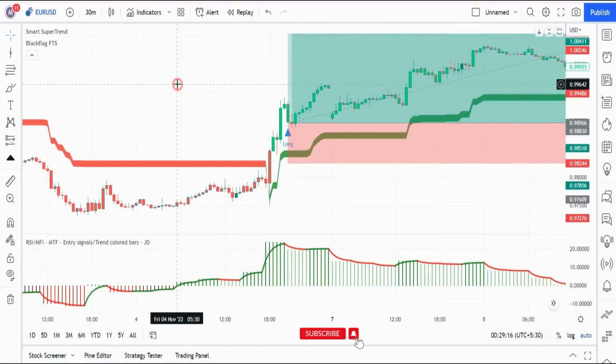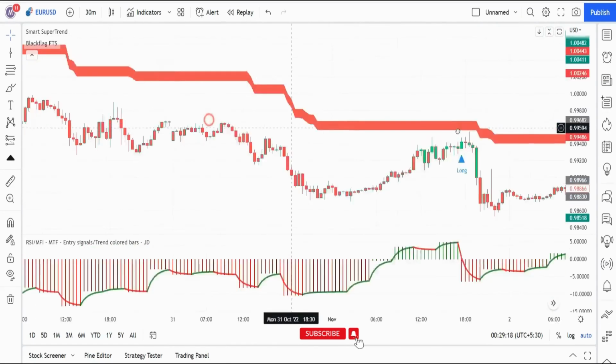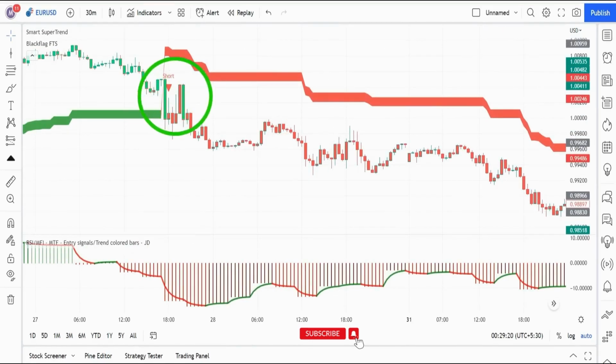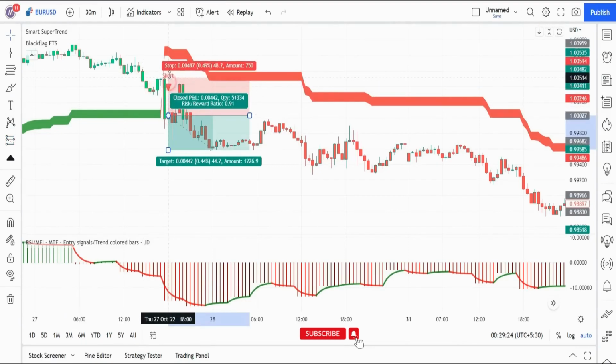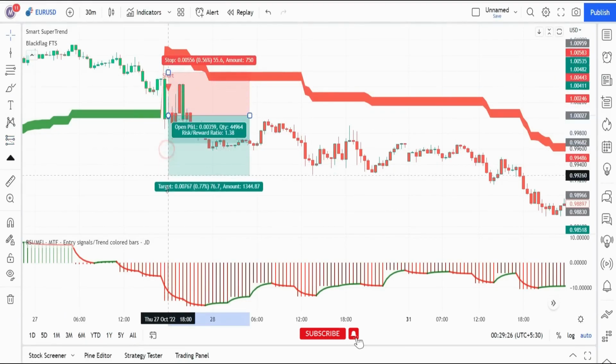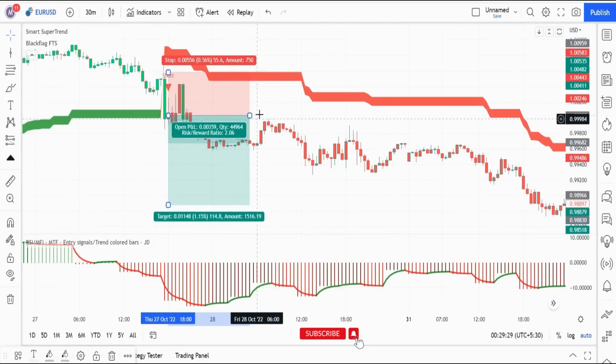Now let's test a short trade and check out its conditions. To enter a sell trade, we have to get a short or bearish signal from the Smart Super Trend indicator, which we have got here. Next, the RSI histogram has to be red in color. So the second condition is met as well. And for the third condition, our candlestick should close under the red line, and this is true here. So we can enter a short selling trade. Our stop loss would be just above the recent swing high.